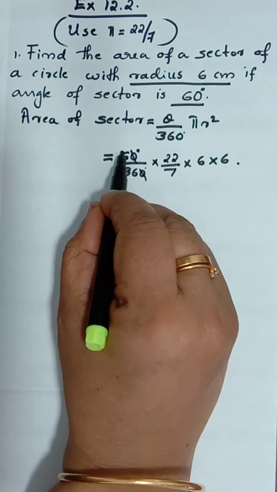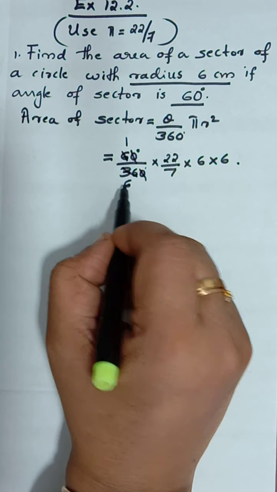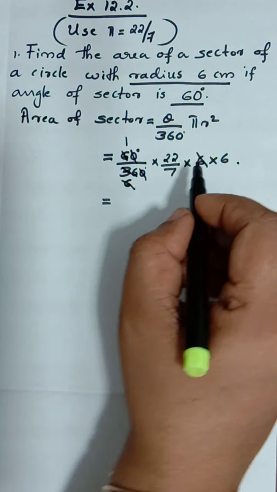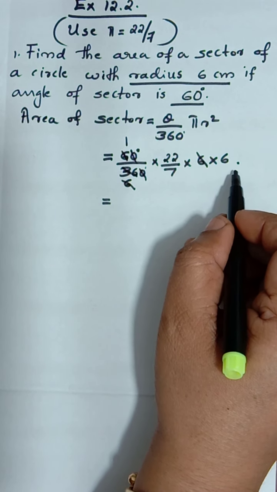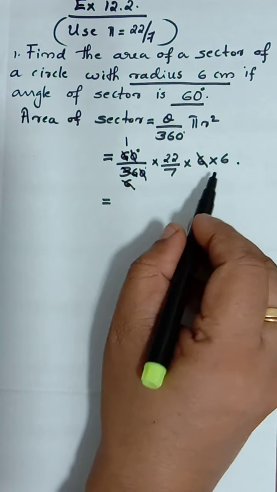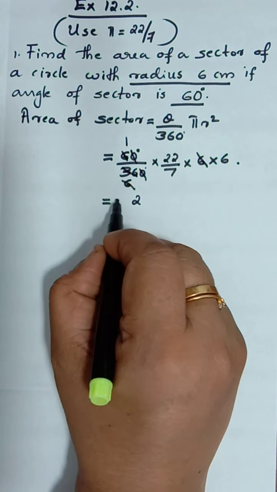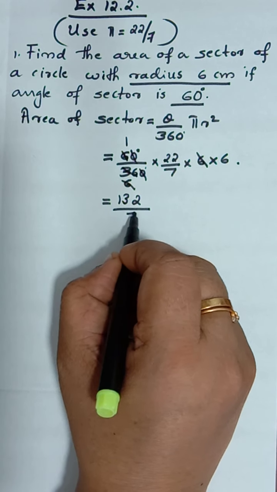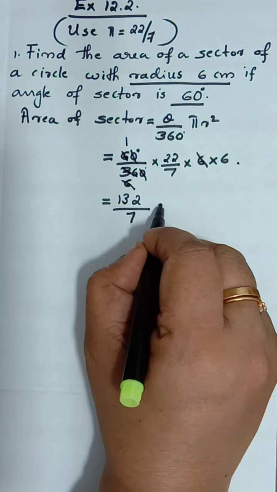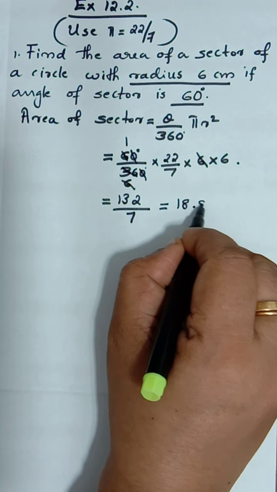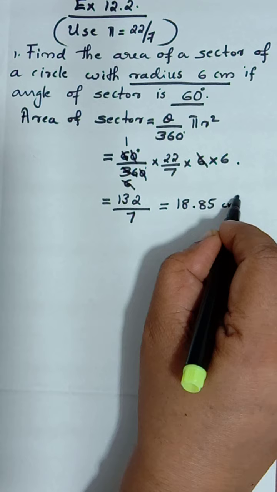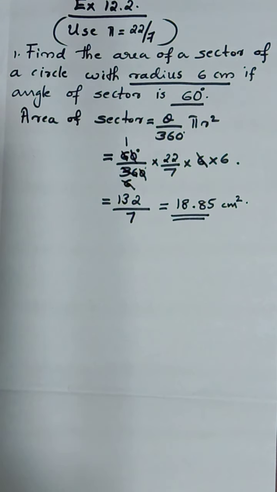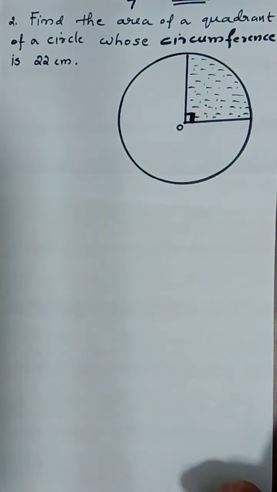So look at this, we can cancel it by 6. 6 6 are 36. 1 6 is getting cancelled with this. We have 22 into 6. 22 into 6 we have 132. 6 2s are 12. 1 remainder. 12 plus 1, 13. So here we have 132 by 7, divided, getting the answer 18.85 cm square. You should have a working column. In working column you do the calculation. Let us see the second question.